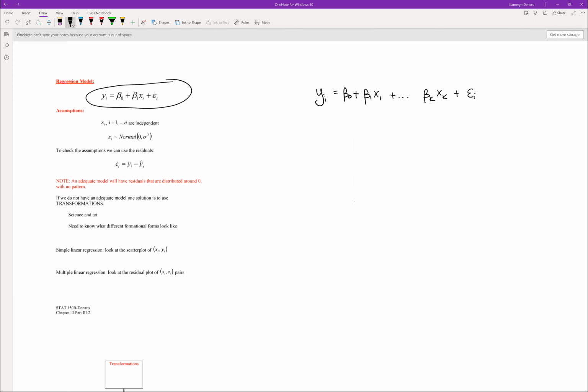So for simple linear regression, we can look at the scatter plot of xi and yi, and then we can look at the residual plot for xi and ei. For multiple linear regression, since we have so many dimensions, sometimes it's just easier to look at the residual plot of the xi and ei pairs.